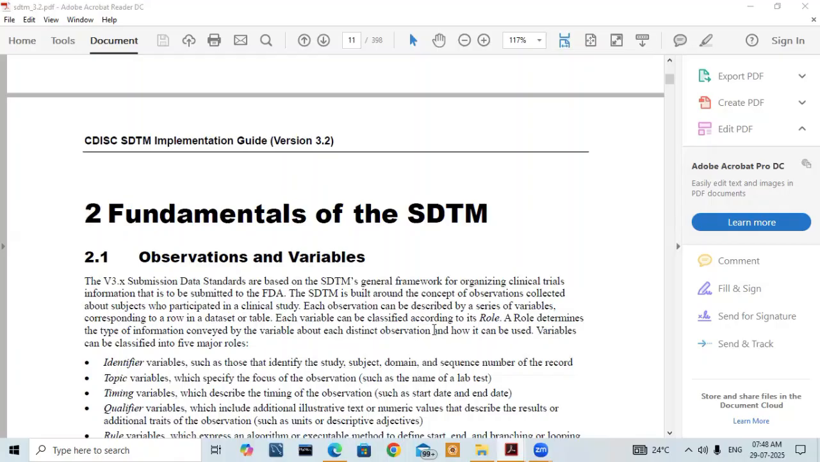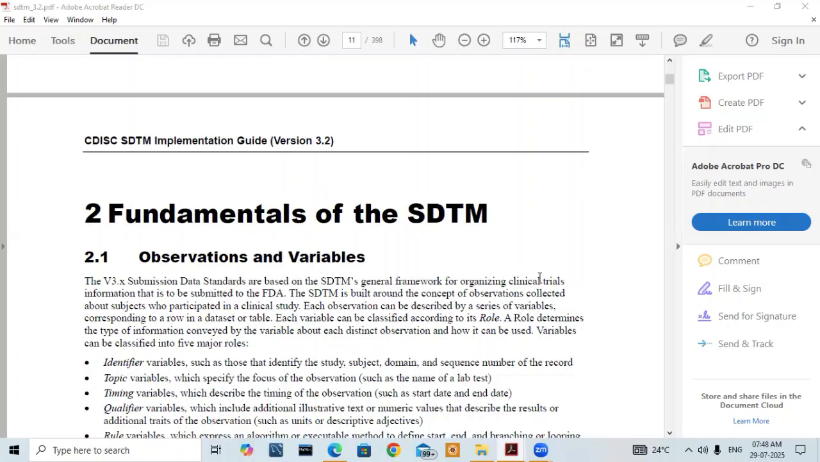From now onwards, I will not use the term table. I will use the term domain. Just remember, domain means table only. It is an alias, another name given for the table. So don't get confused: domain is nothing but a table.